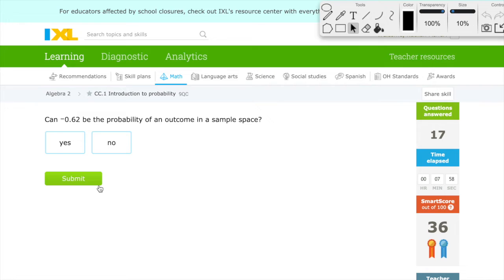Can negative 0.62 be the probability of an outcome in this sample space? Sample space is basically whatever you are taking the probability of, whatever you're testing. It doesn't really apply much in this instance. That would be more if you had some real life thing that you were taking a sample of, if you were surveying actual people based on something. All right, this one is negative, so therefore it is not above 0. It is below 0, so this is a no.